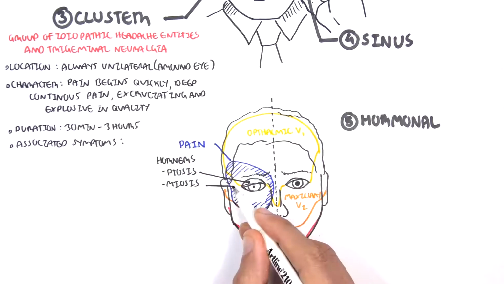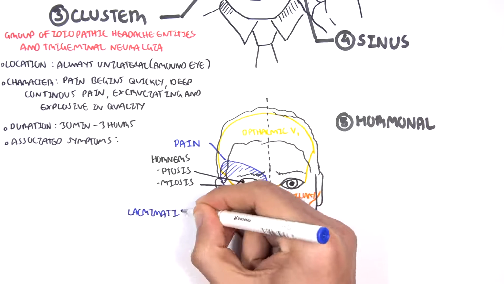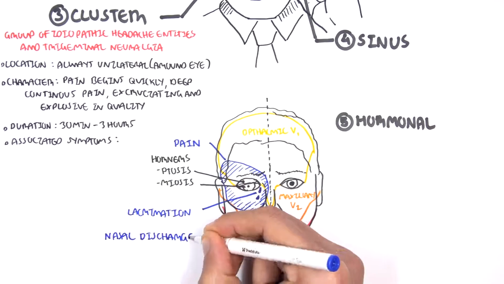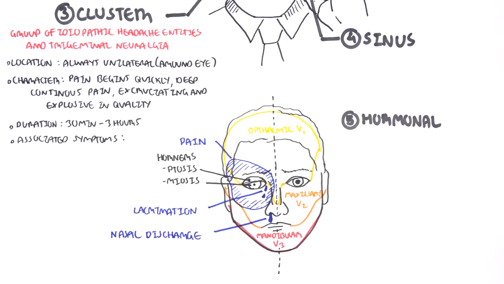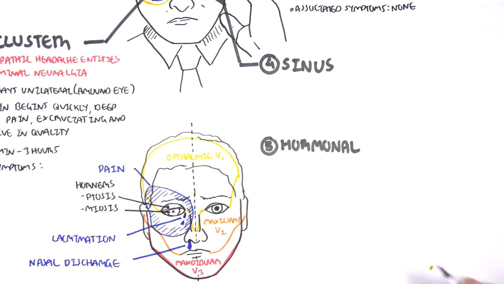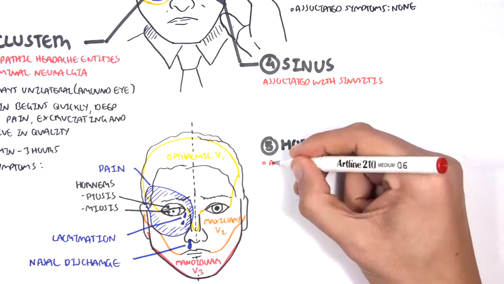So ptosis is drooping of the eyelid and miosis is a constriction, so you're unable to dilate your pupils. You can also have lacrimation and also nasal discharge. So essentially what I'm trying to portray here is that with the cluster headache, you can have some associated symptoms involving the trigeminal nerve and other nerve problems there, neuralgia problems. Hope that made sense. Then you have sinus headaches, which are associated with sinusitis.